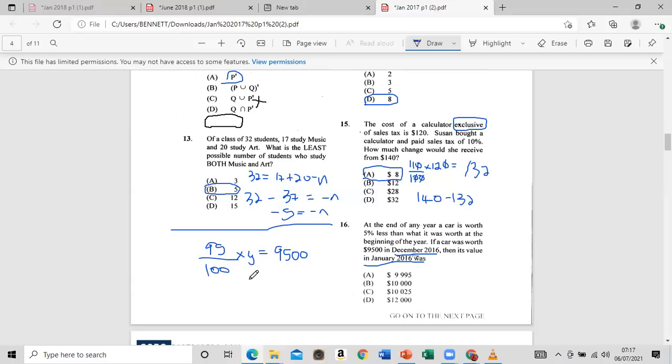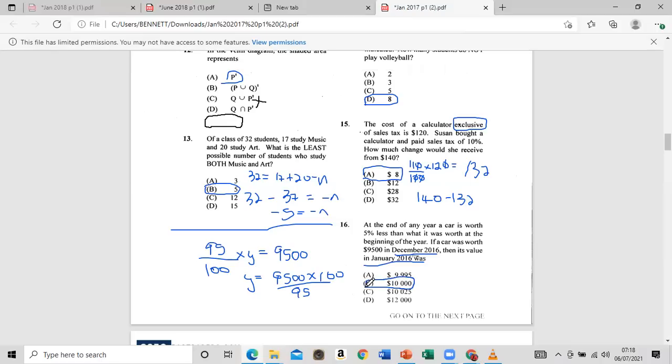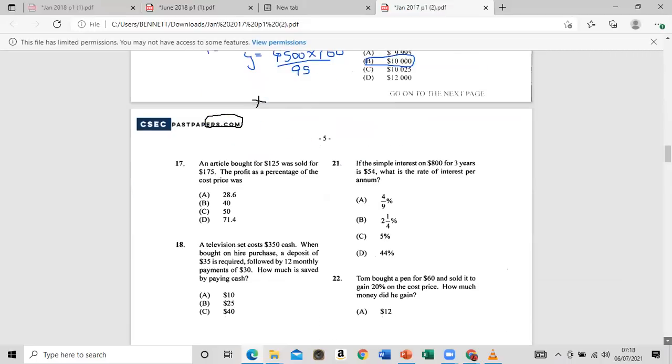Alright, so we can transpose now. So I divide, so it's 95 times 100 divided by the 95. Right? So 95 into that, so that's 10,000. So it was worth $10,000. Remember, guys, now using a calculator, alright?